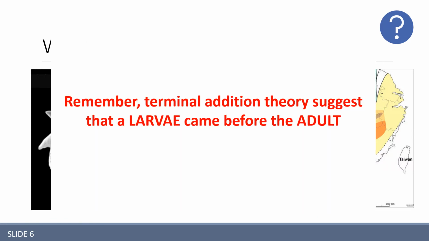The only study published to date suggests Eolarva confirms the terminal addition theory. They categorize Eolarva as a non-feeding larva because of the absence of any apparent feeding structures such as a mouth. However, only the external morphology of Eolarva has been described so far.